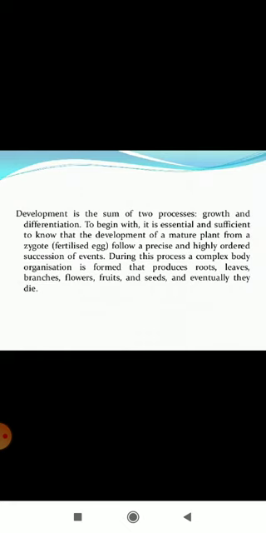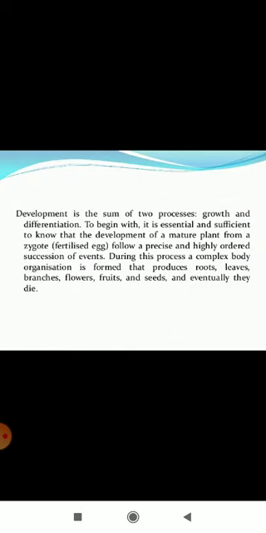Okay, so after talking about growth, today we are going to talk about development. Now, in my previous lectures, you saw what is growth, what are the phases of growth, what is growth curve, the phases of growth curve, and today, let's see what is development. Development is the sum of two processes, that is growth and differentiation.